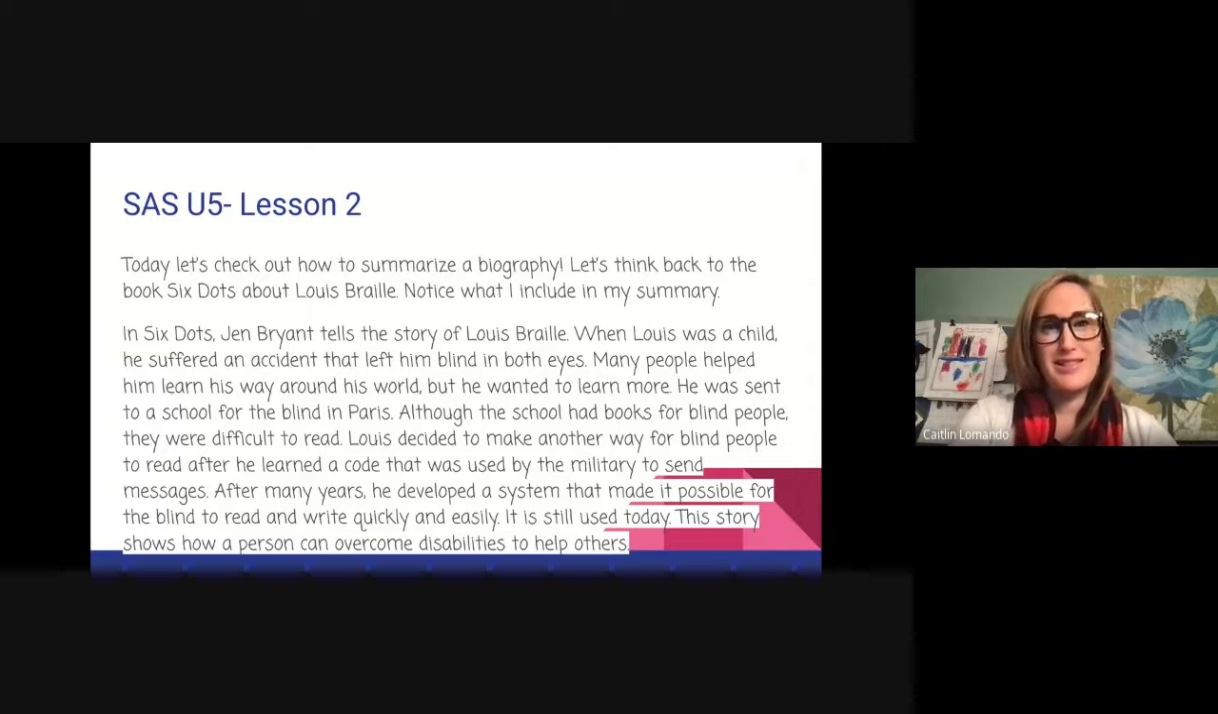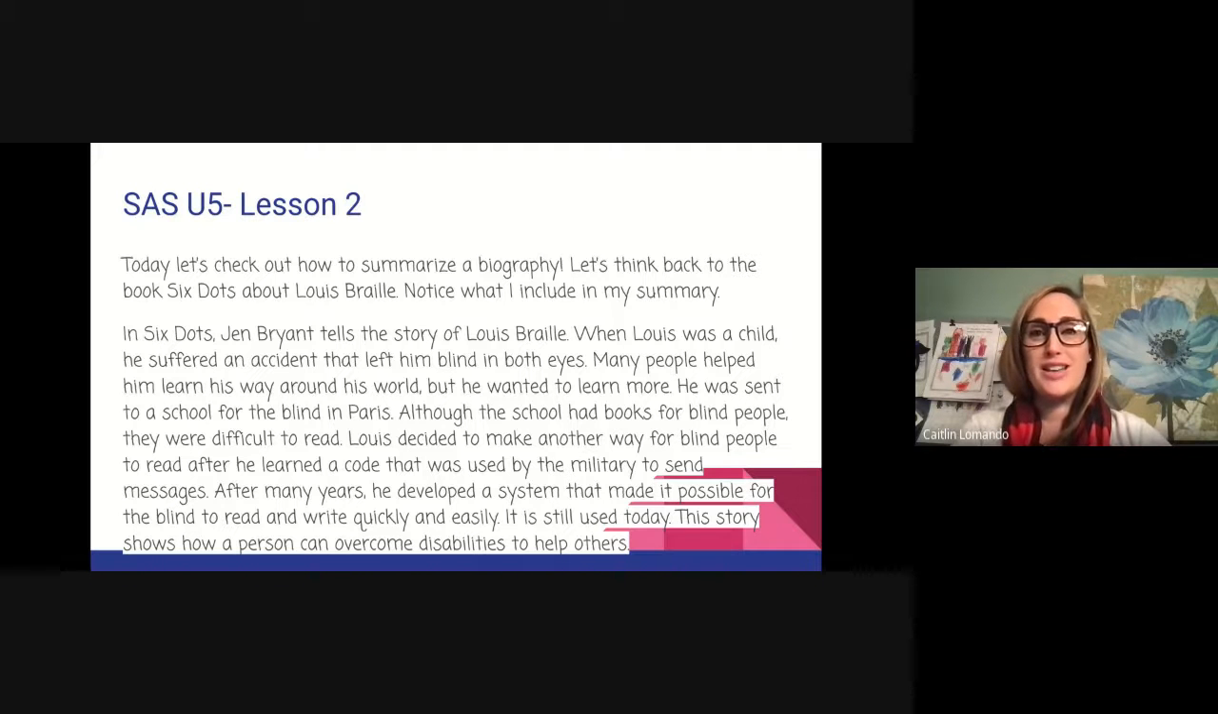So let's break down my summary. In the very first sentence, I mention the title of the book, 6 Dots, and the author, Jen Bryant. When writing a summary, you should always include the title and author. In my first sentence, I also give a quick little blurb about what it's about. It's about Louis Braille.